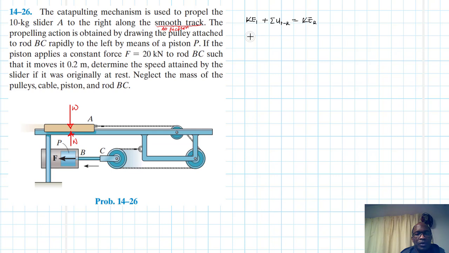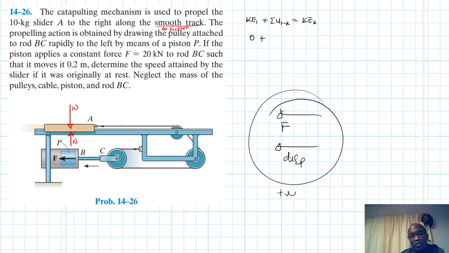Okay, so this is originally at rest, therefore the initial kinetic energy of the slider is 0, plus the total work done by the whole system. So we do have work done by the piston here, and we have a force in this direction and the displacement in this direction, and this is positive work.